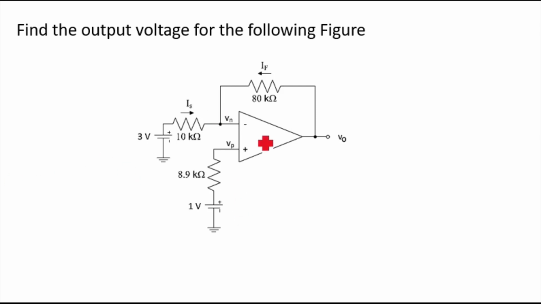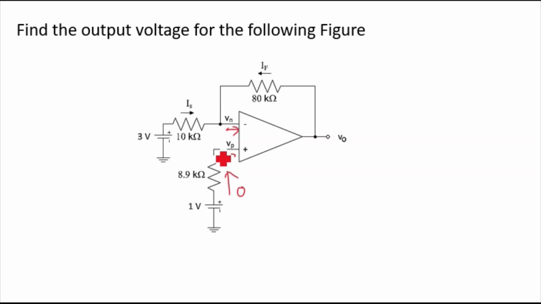So here you can see a 1 volt potential is applied here, and an 8.9 kilo ohm resistance is there. So no current is flowing. You already know that in an op-amp no current flows into the terminals. No current is flowing here. So the current across the 8.9 kilo ohm resistance is 0.